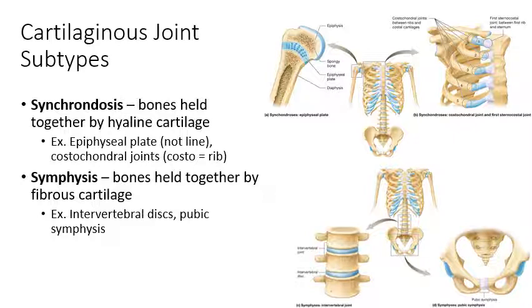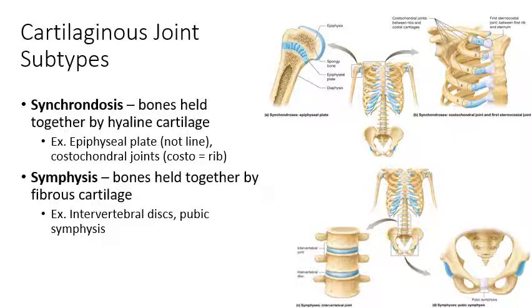Another example of a symphysis joint is the pubic symphysis, which joins the two pelvic bones in the front, or anteriorly. So you have diagrams of those joints here. The intervertebral discs between the vertebrae in the back, and the pubic symphysis between the two pelvic bones in the front. Those are both symphysis joints.